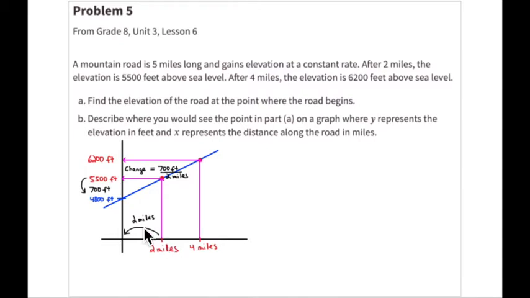So, and that's going to end up at 4,800 feet. So the road starts at an elevation of 4,800 feet, and it goes 5 miles out, and it increases how many feet per mile? Well, that's 700 feet divided by the 2 miles. So it increases 350 feet every mile. So it goes 1 mile, goes up 350 feet, another mile up 350 feet, another mile up 350 feet, and another mile up 350 feet.